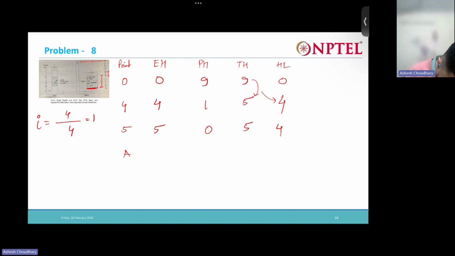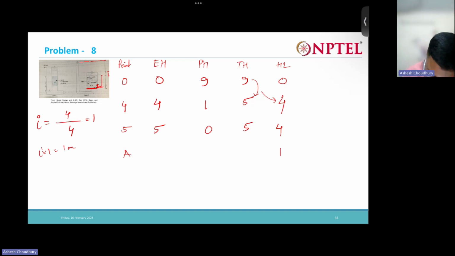Therefore, for 1 meter, how much head loss will be happening? I into 1, that is 1 meter, right? For traveling 1 meter distance, as the water traverses 1 meter distance, how much head loss is happening? I into 1, it is nothing but 1 into 1, 1 meter. So that is the head loss. So head loss is 1.